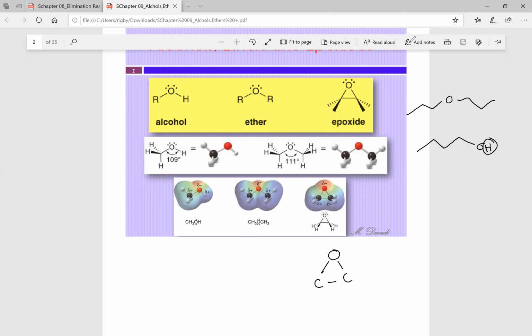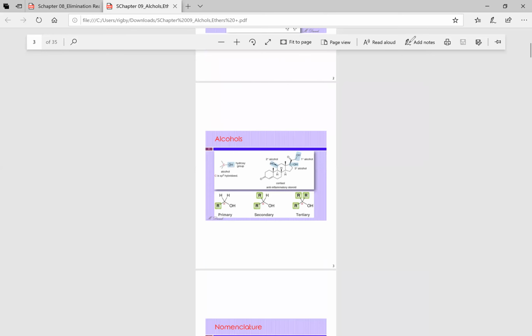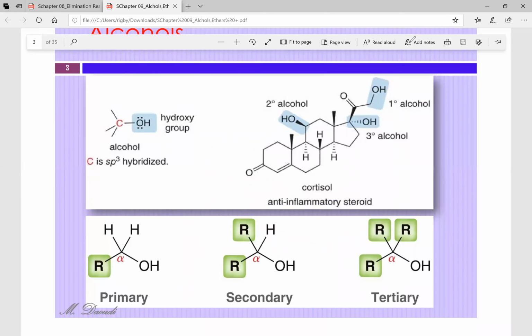Okay, and so I think the first section of this chapter talks about naming alcohols. When we're giving an alcohol a primary, secondary, or tertiary name, we think of it in the same way that we think of hydrogens being primary, secondary, or tertiary. It depends on what kind of carbon they are attached to. So this alcohol is attached to a secondary carbon, so it's a secondary alcohol. This alcohol here is attached to a primary carbon, so it's a primary alcohol. This OH is attached to a tertiary carbon, so it's a tertiary alcohol, and so on.